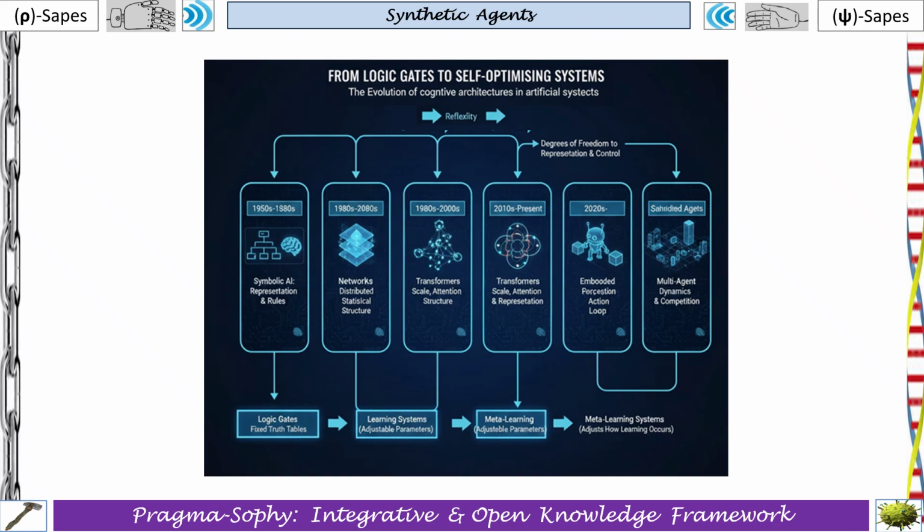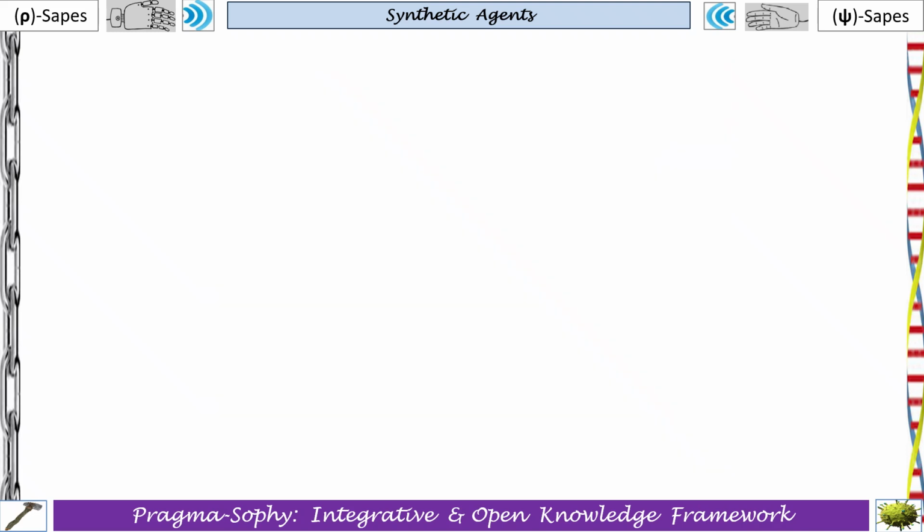Symbolic AI emphasized explicit rules. Neural networks captured distributed statistical structure. Transformers unified scale, attention, and representation. Embodied agents closed the perception-action loop. Multi-agent simulations introduced social dynamics. The figure charts these paradigms along a timeline of synthetic cognition.